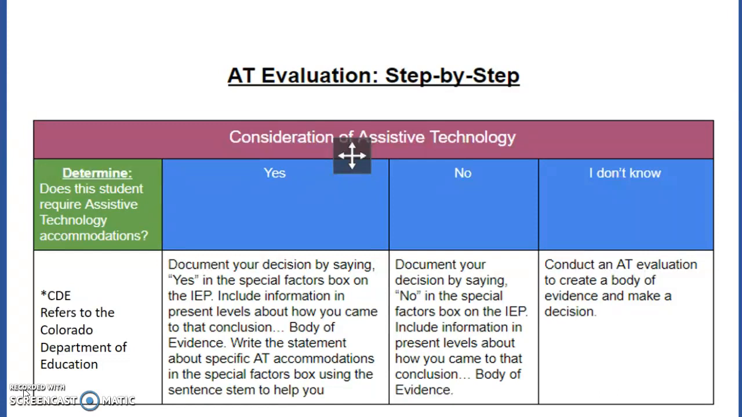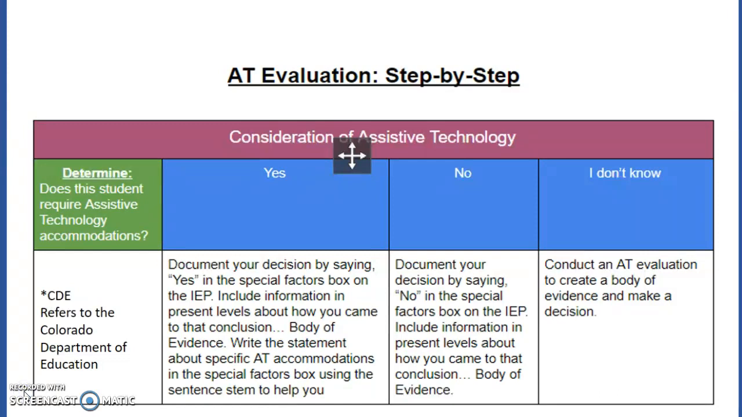Notice that CDE throughout this document refers to the Colorado Department of Education. I would encourage all of you to go to the Colorado Department of Education, as it has resources regarding UDL, assistive technology, in general. It's just a wealth of resources on this topic.